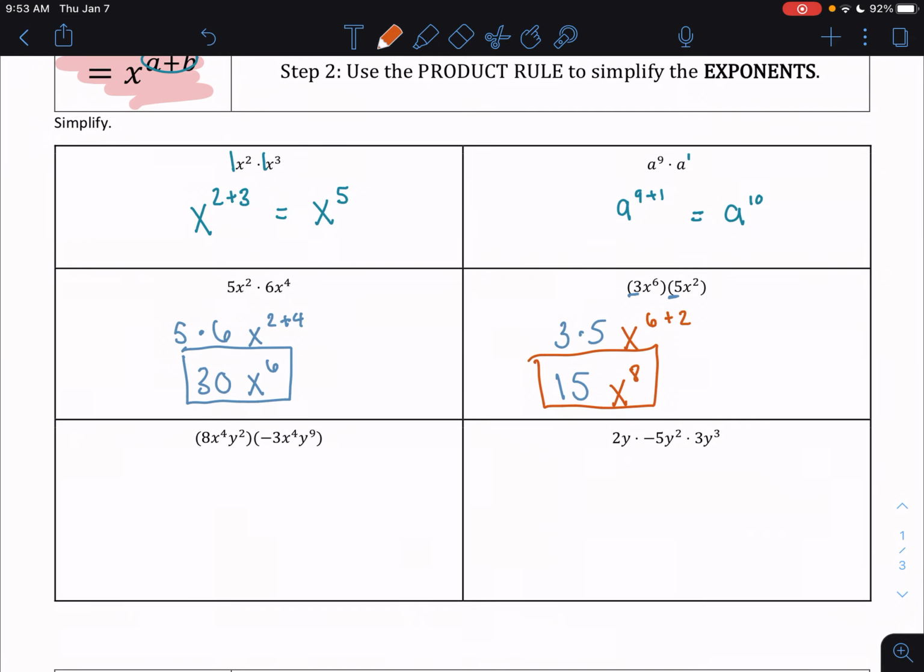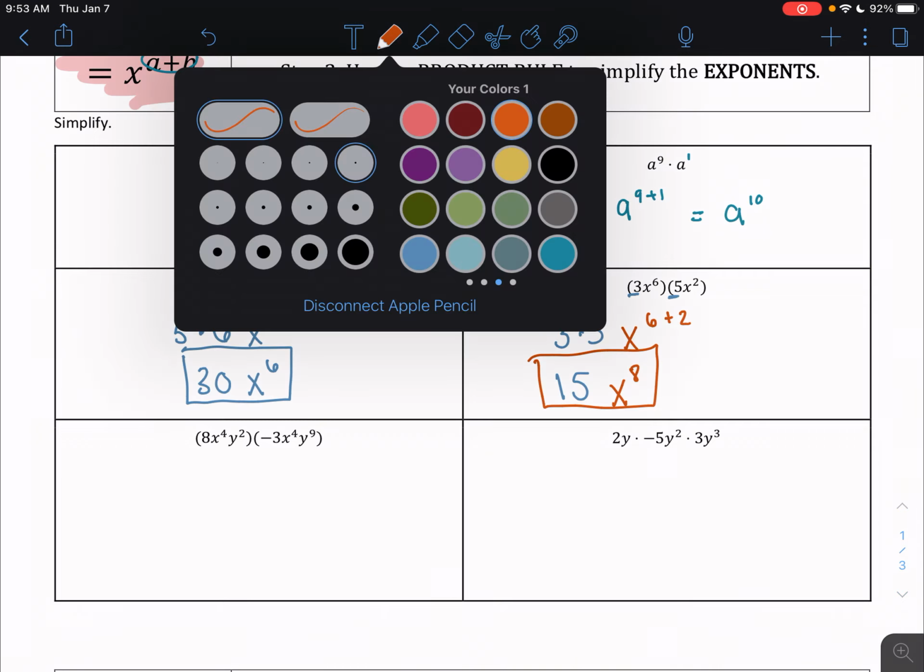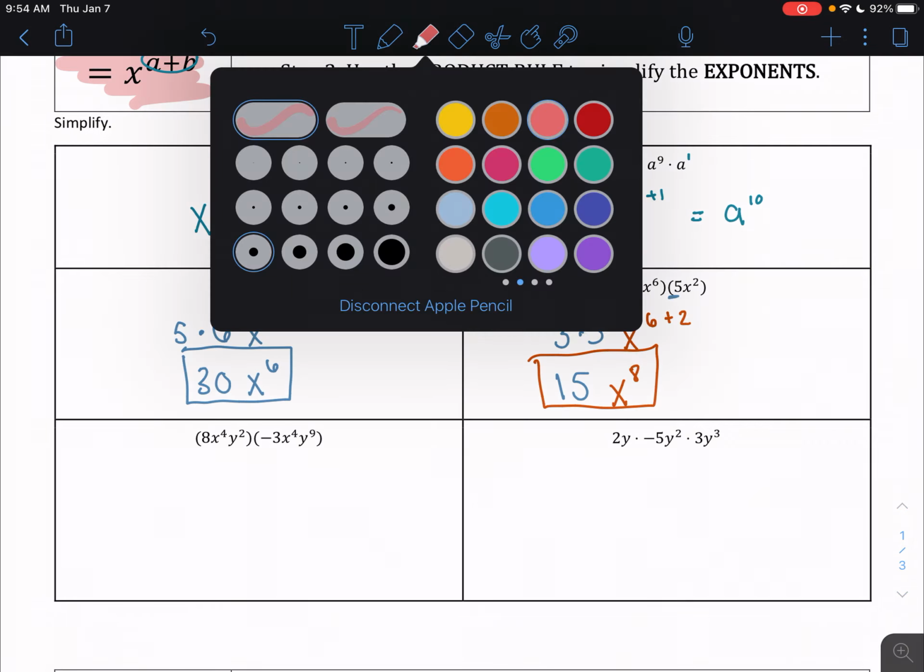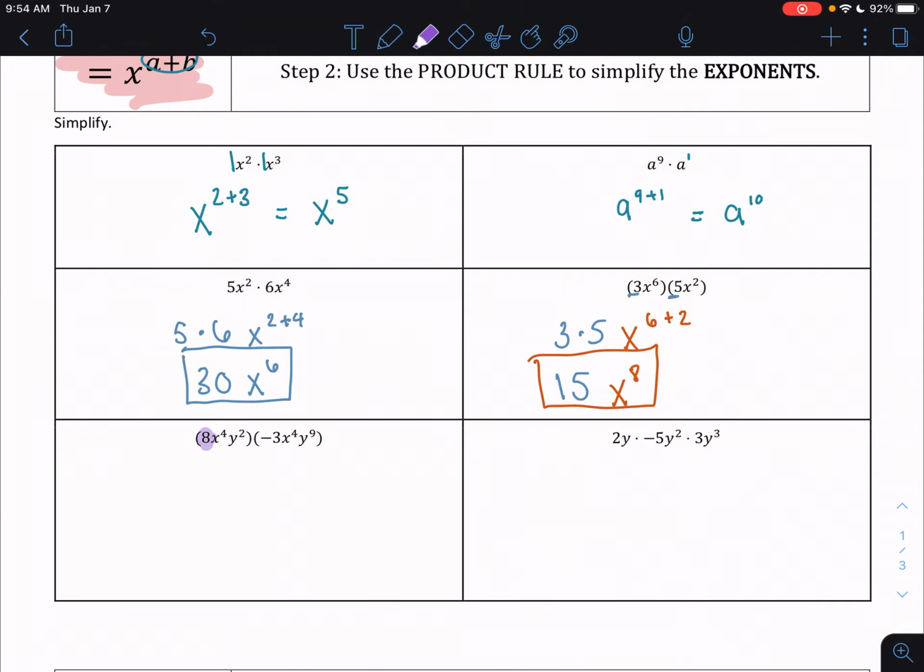All right, so as we scroll down here, these ones just get a little bit more difficult. We add in some more variables, so this time we have x and y. Remember, you can't combine x and y, you have to leave those separate. So we're going to multiply the x's and the y's separately here. So let's start with our regular numbers. I'm going to highlight them here. So we have 8 and -3 as our regular numbers here. So we have 8 times -3.